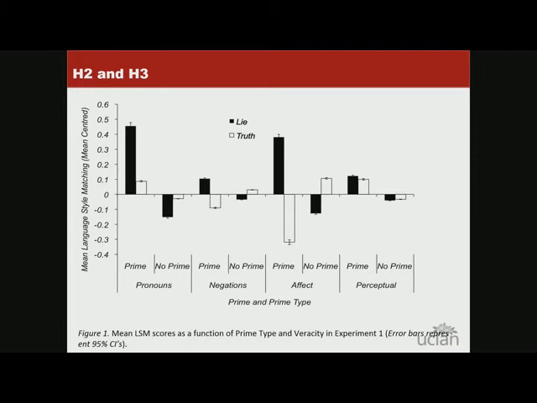Okay, so here we've got the mean matching scores, and this is a function of whether participants received a prime or not, and which prime they received in interview, and also their veracity. So the general overview of this is that participants are generally more primed by an interviewer's language when they receive a prime versus no prime, and this is particularly the case for pronouns, negations, and affective language.